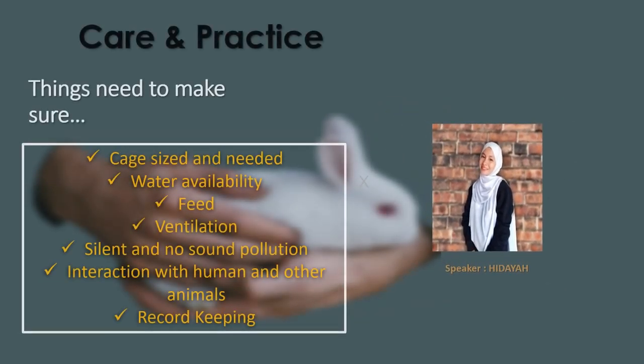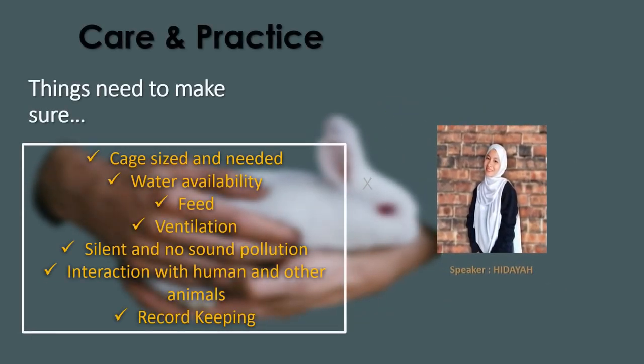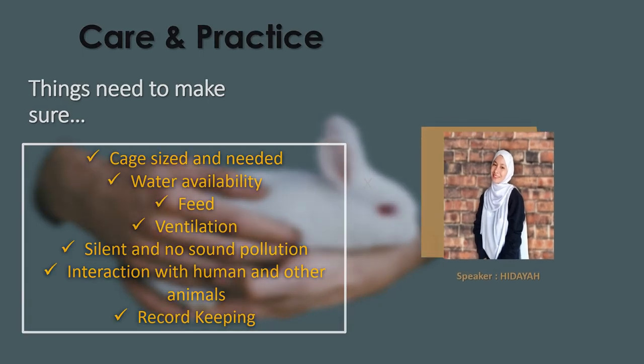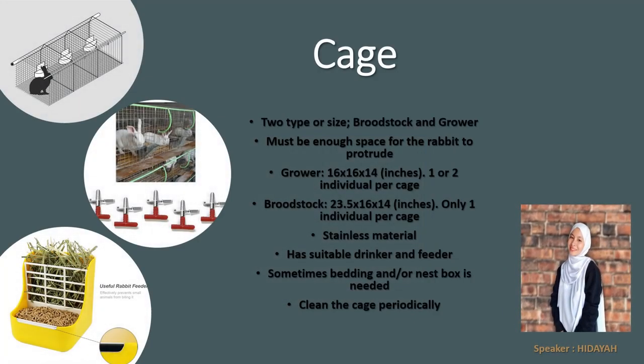For the care and practice of the rabbits, it is important to make sure of the cage size, water availability, feed, ventilation, silence and no sound pollution, interaction with humans and other animals, and record keeping. The first thing to take care of is the cage. There are two types or sizes of rabbit cage, for broodstock and grower. The cage must have enough space for the rabbit to protrude.